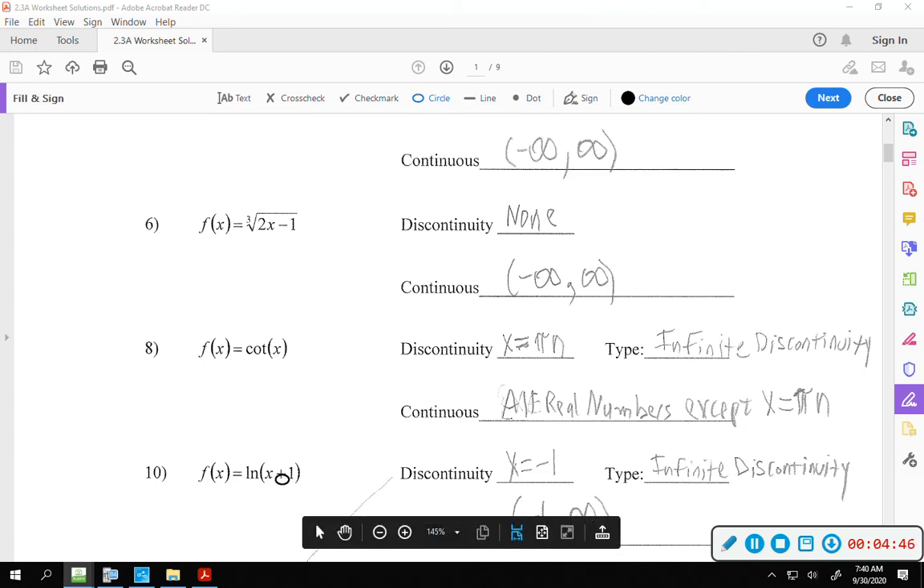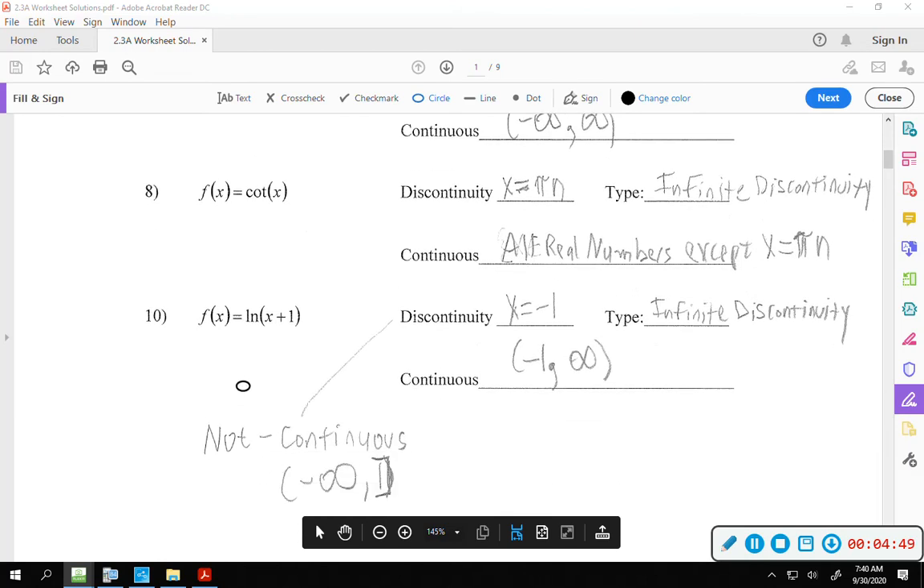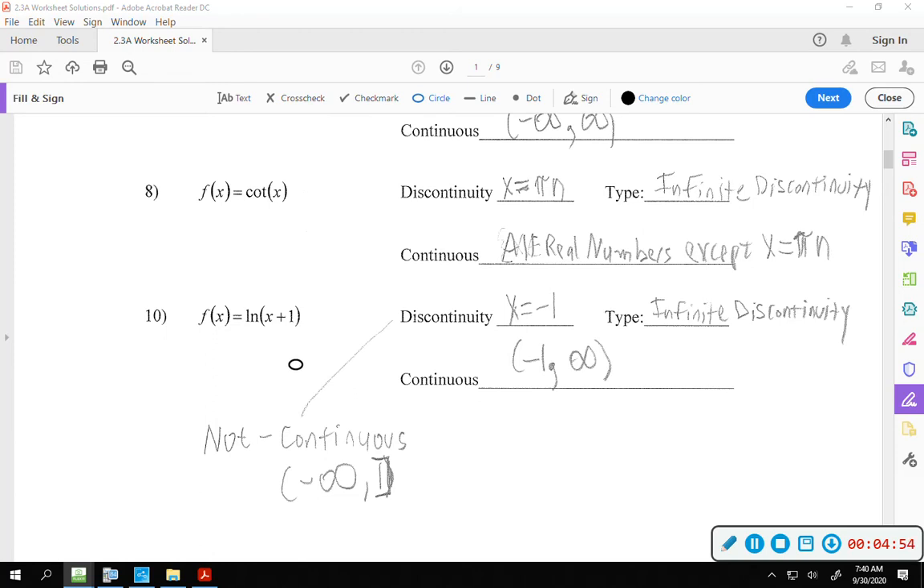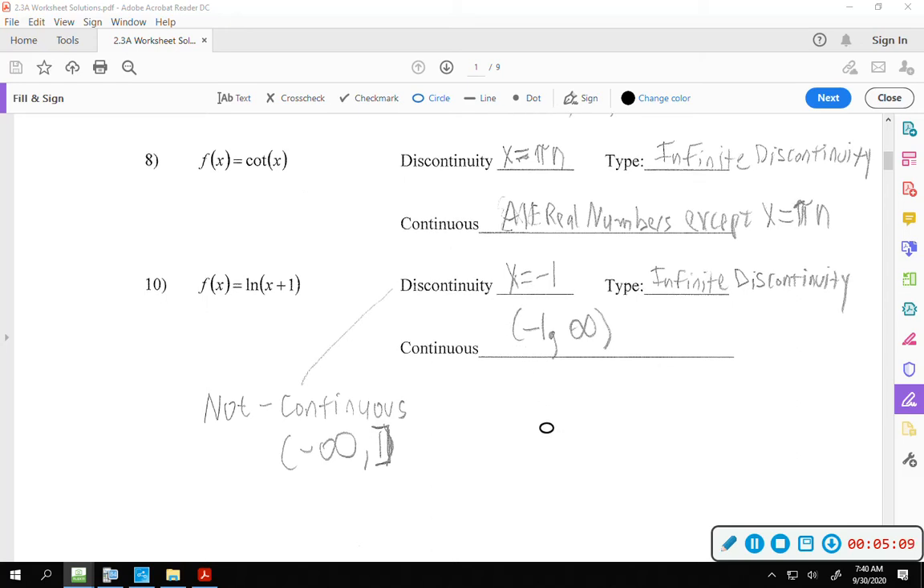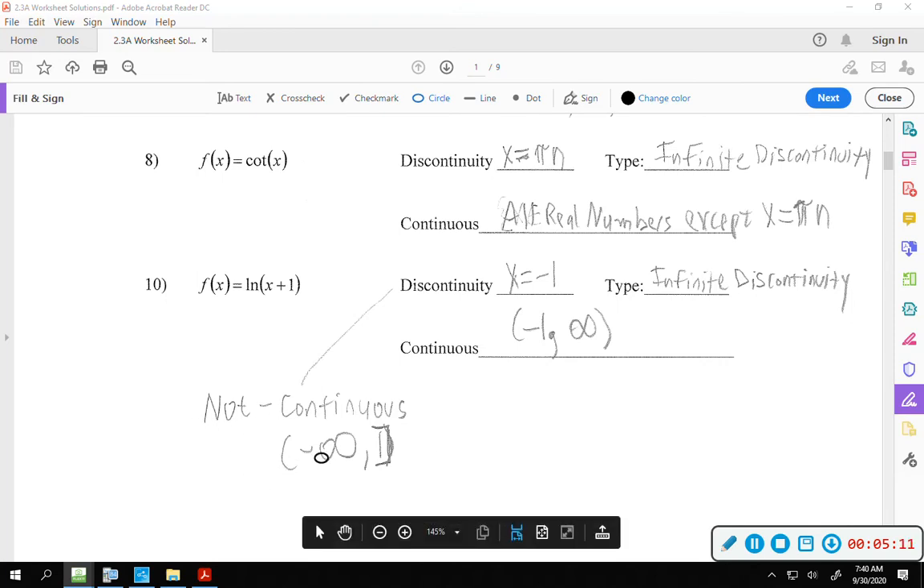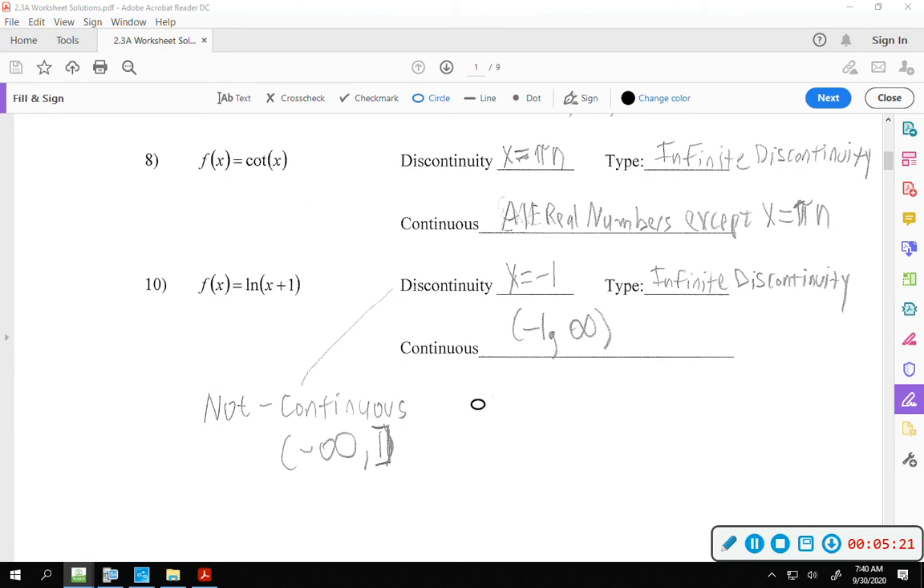Problem number 10. It's important to know natural logs have vertical asymptotes. So we have a vertical asymptote at x equals -1, and asymptotes are called infinite discontinuities. This function is continuous from -1 to infinity, but we have a parenthesis at -1, not a bracket. Okay? So really, this function is not continuous from negative infinity to -1 if you were to state it as an interval. I just want you to state where that discontinuity occurs. Okay? So this is fine, right?